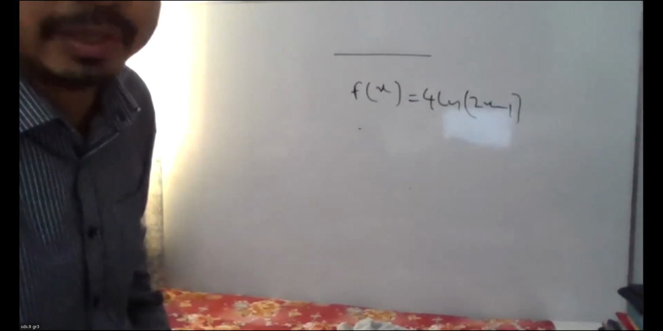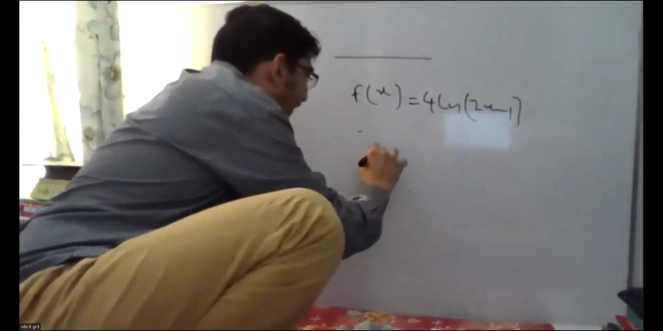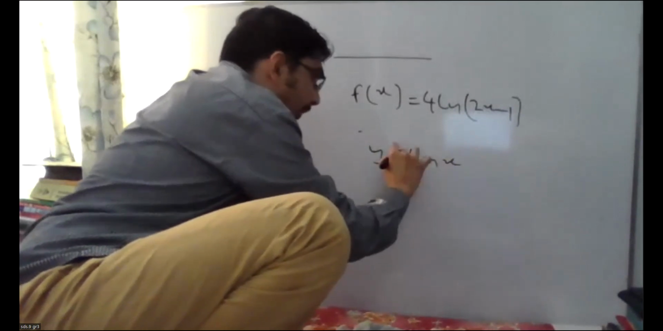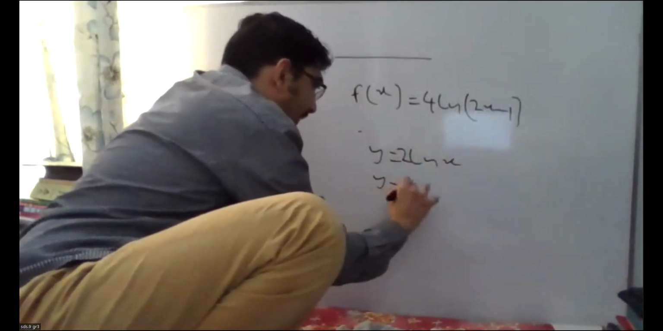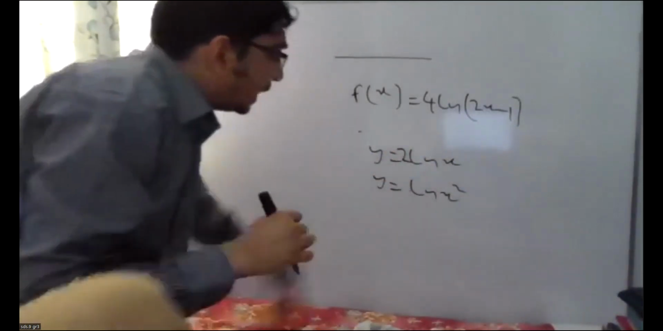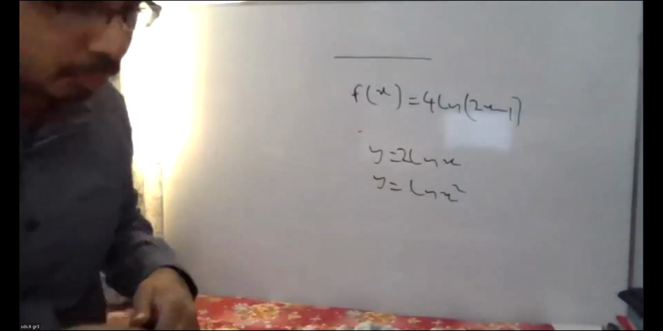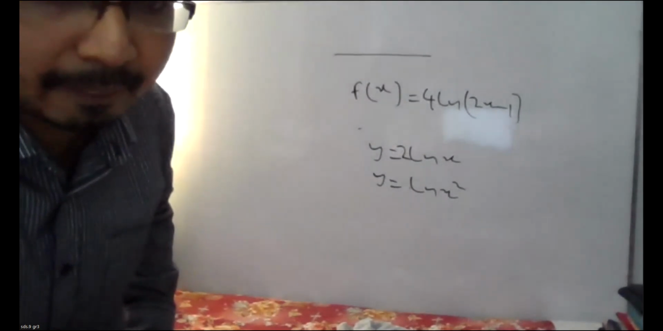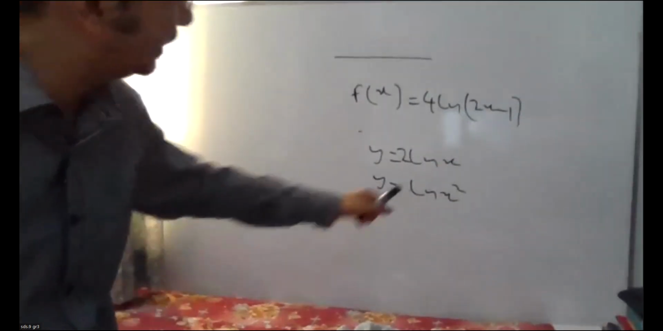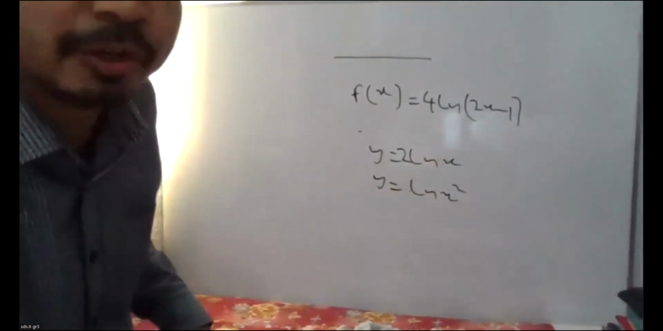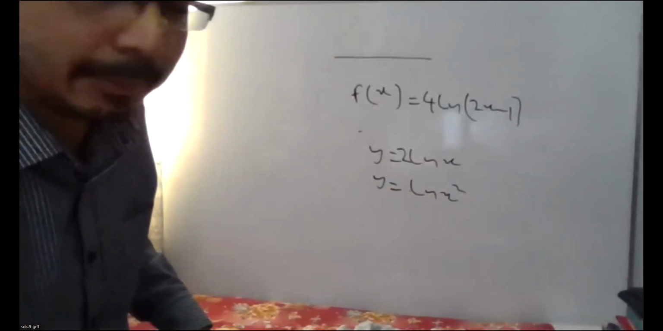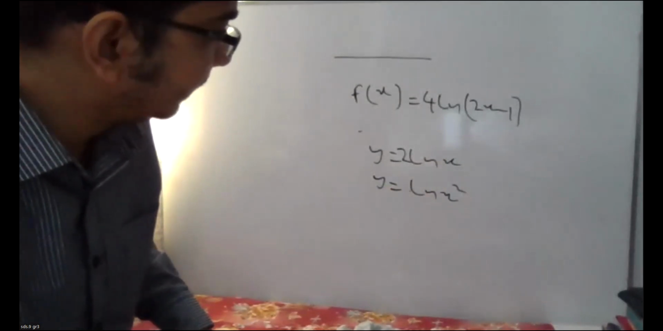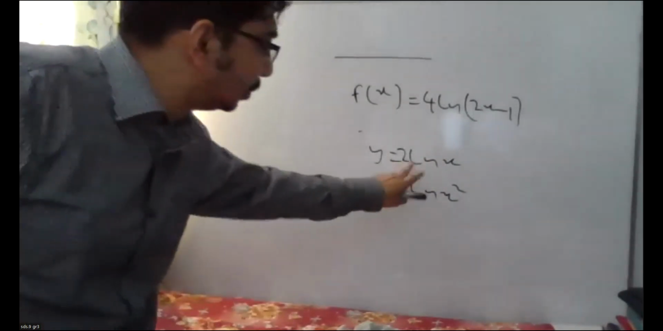and ln x square. For example, let's say y is equal to 2 ln x and y is equal to ln x square. So I can bring the 2 to this side and make it 2 ln x, right, Atif? Yes. But okay, this is perfectly fine for positive values of x. But there is a difference, like 2 ln x and ln x square.